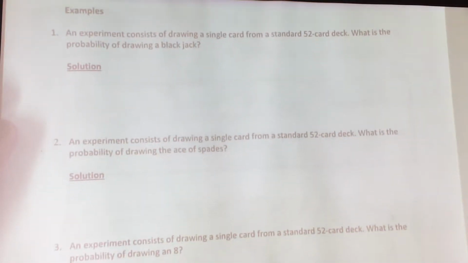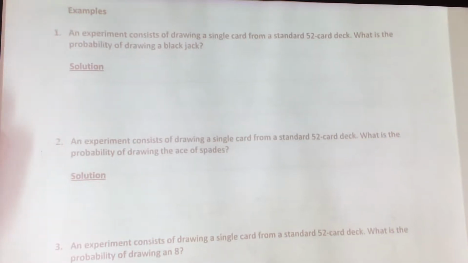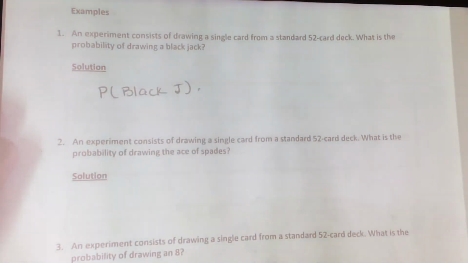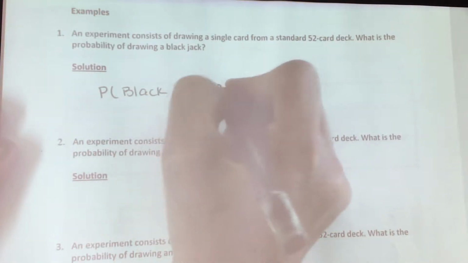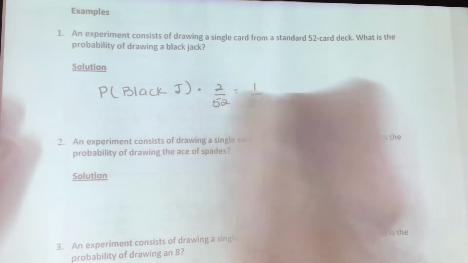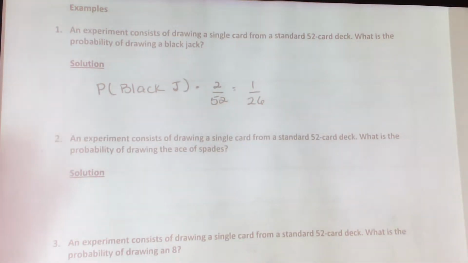An experiment consists of drawing a single card from a standard deck of 52 cards. What is the probability of drawing a black jack? Here you have two black jacks, the black spade and the black clubs. So 2 out of 52, which is 1 out of 26.